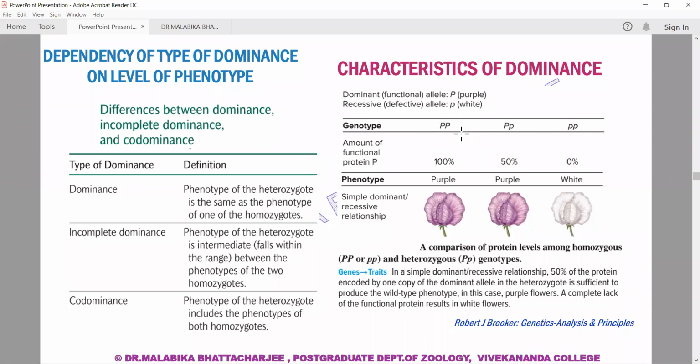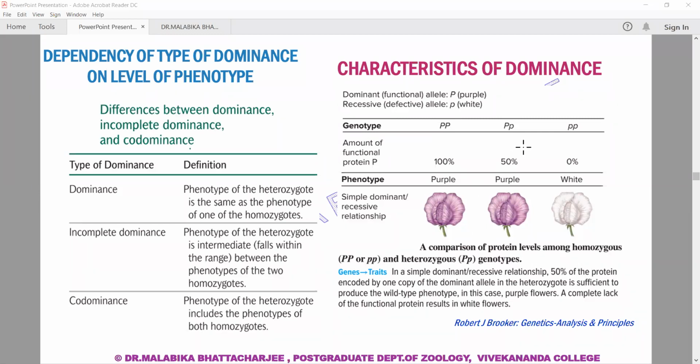If I think of this particular flower, there are two capital P, so there are two genes of capital P. If one gene produces 50% of the product, the other gene is also producing 50% of the product, and we are getting a total of 100% product, right? So since there are two genes, we are getting 100% of the product of this gene, and we are getting a phenotype of purple.